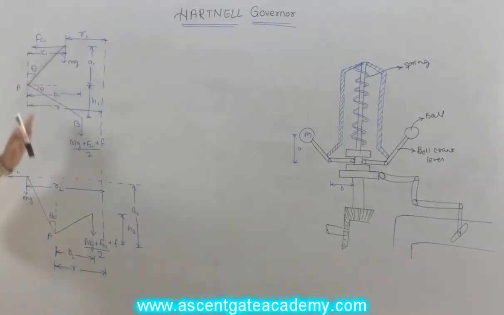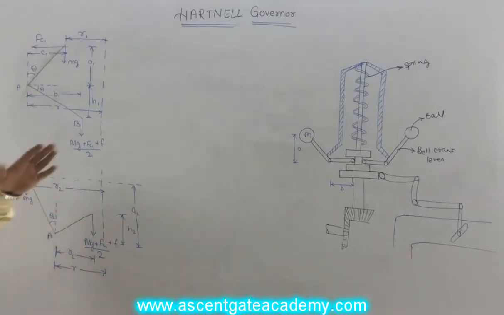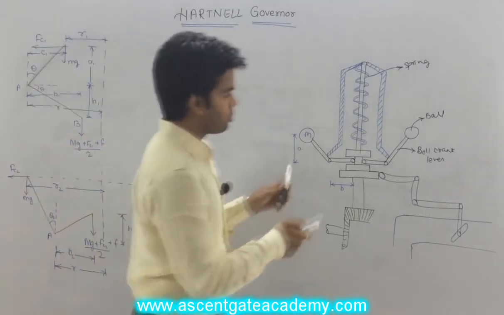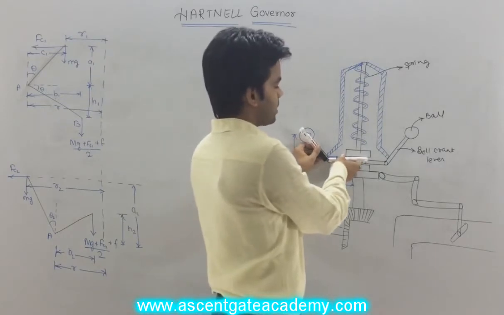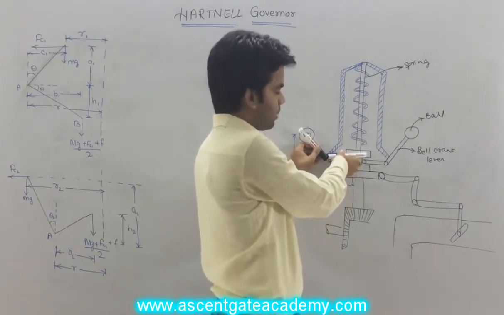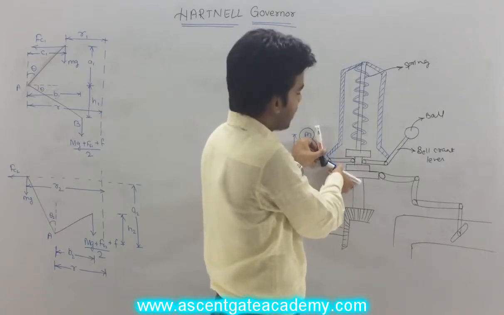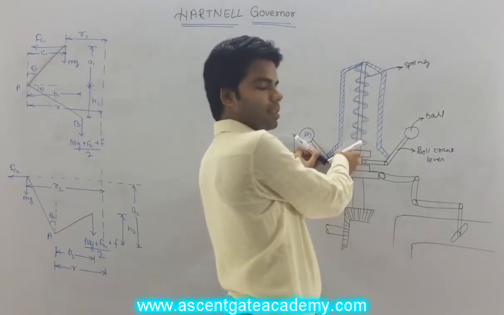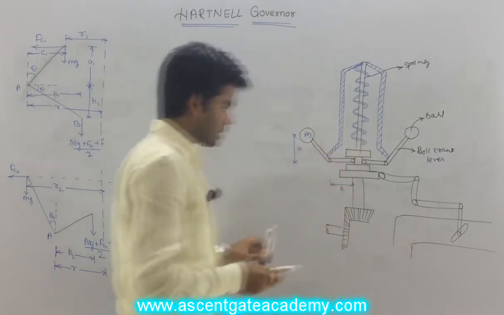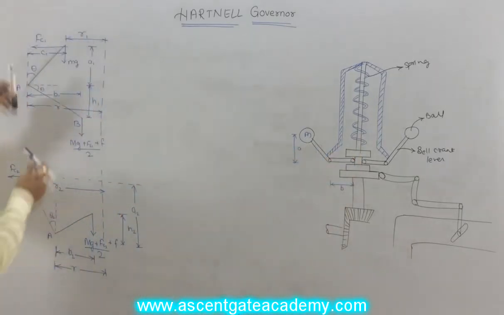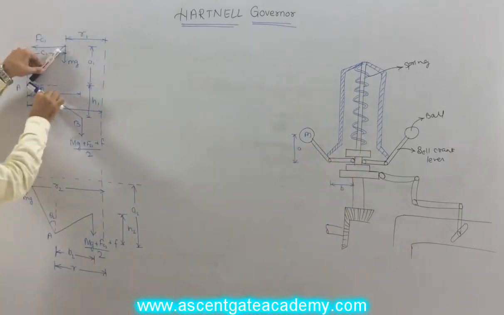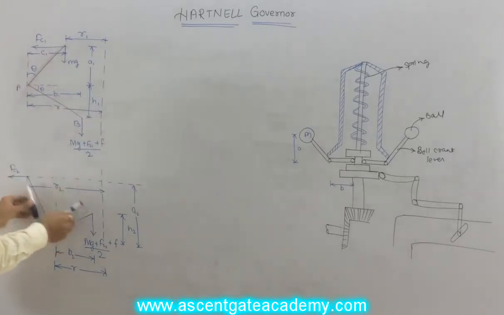Now, let us understand this figure very carefully. As I told you, the position of this bell crank lever is changing continuously with respect to speed. At lowest speed, the bell crank lever is like this, and at highest speed, the bell crank lever is like this. Okay, so we are analyzing this in two different positions. In the lowest speed, the bell crank lever is like this, and in the highest speed, the bell crank lever is like this.